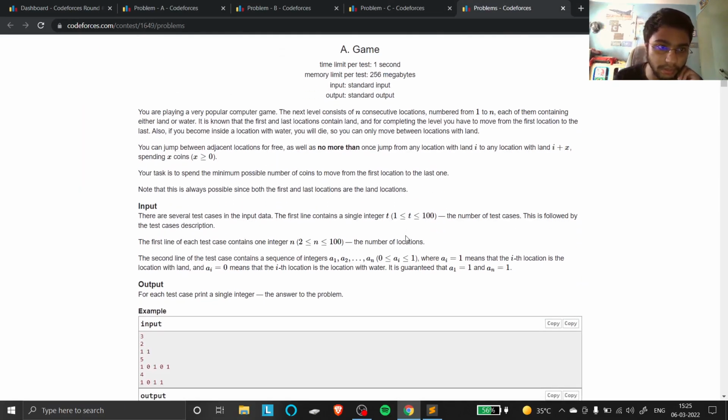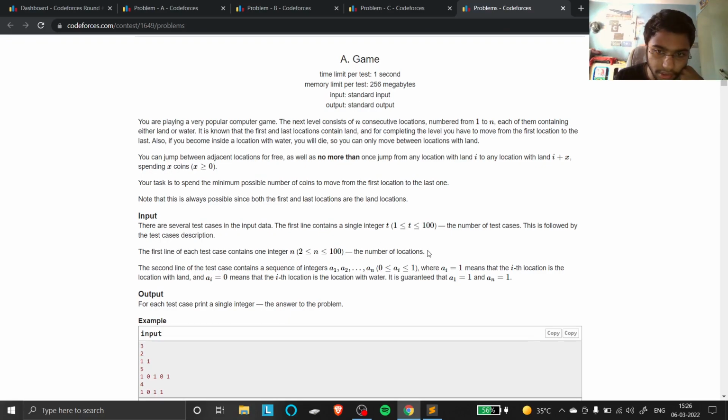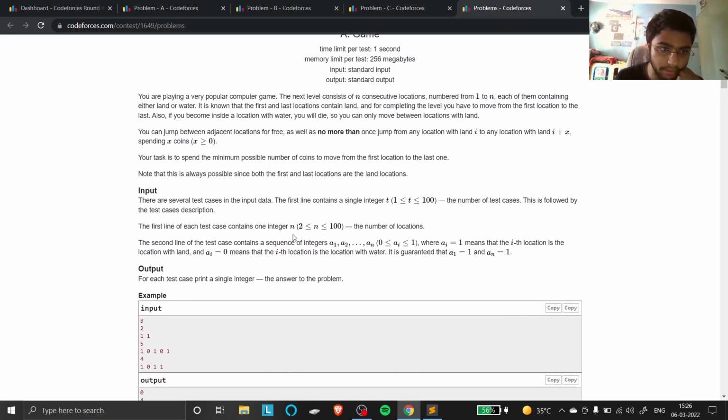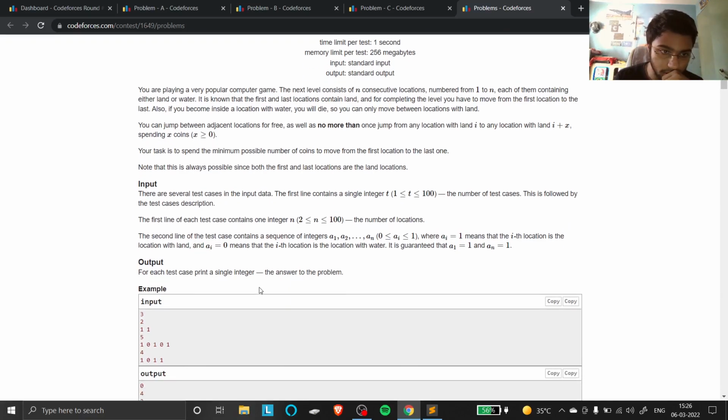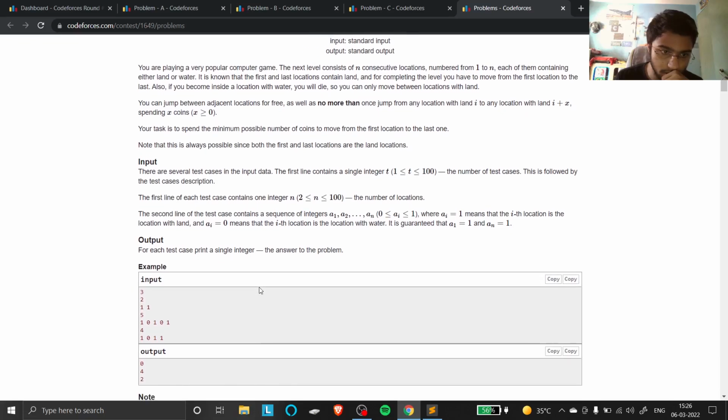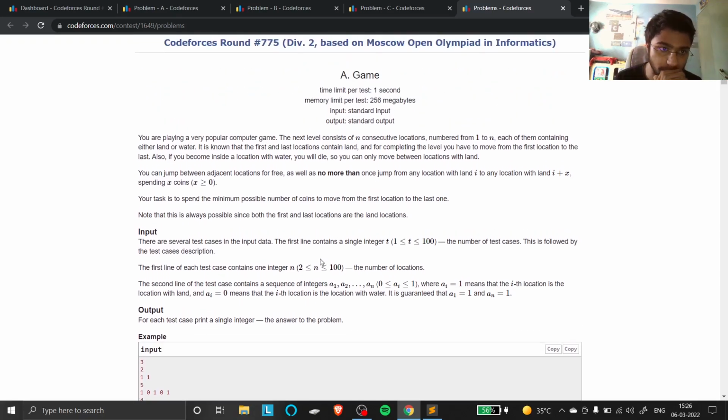What the question is saying: the first line has the number of test cases, and each test case contains a sequence, where a_i equal to 1 means the ith location is a location with land. A of 1 is equal to 1, land. For each test case, print a single integer, the answer to the problem.